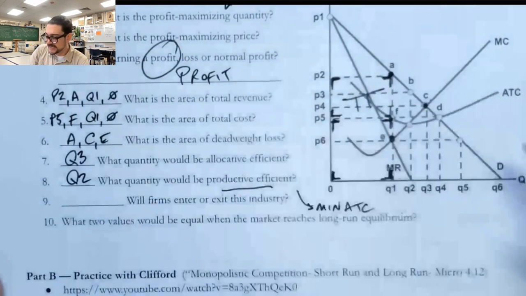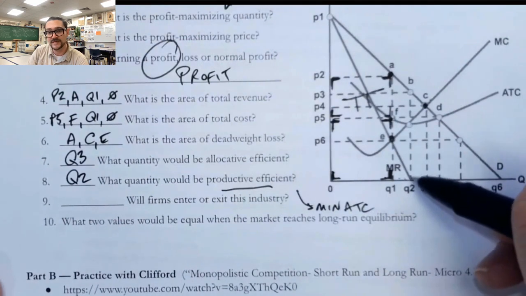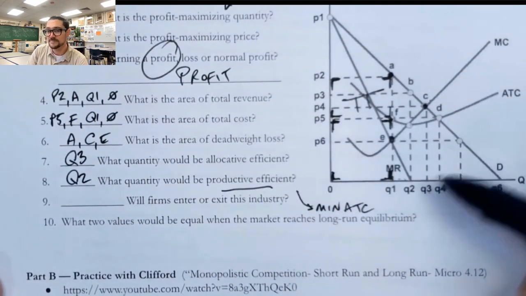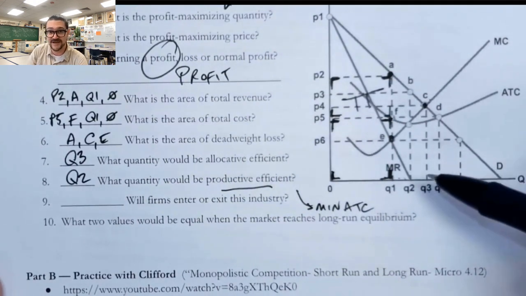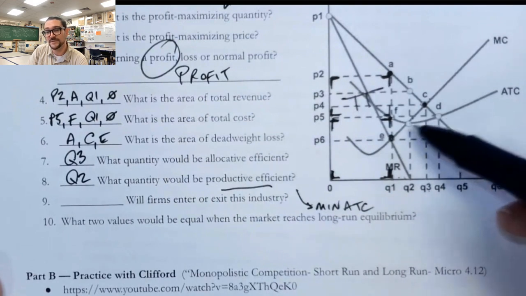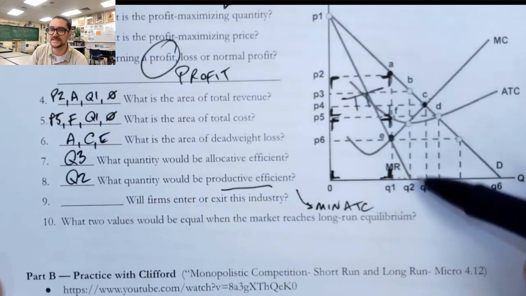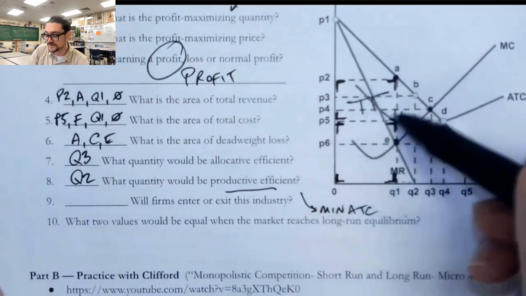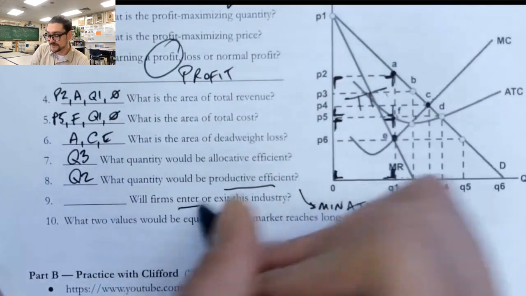I'll just say that that corresponds to the point where MR equals 0, but that's completely coincidental. It's just how this picture is drawn. But it's possible that they are that same value. It just is a coincidence, though. Just because we're at productive efficiency with minimum ATC, that does not mean it's always going to be where MR equals 0. Now, as a result of the firms earning a profit, we know that new firms will enter.